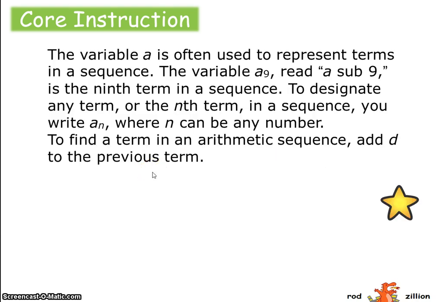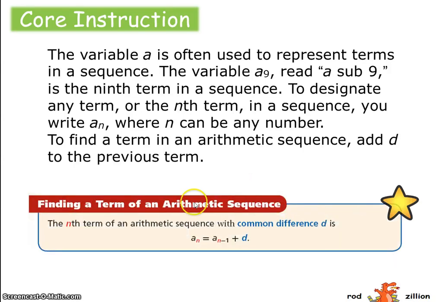So the variable a is often used to represent terms in a sequence. The variable a sub 9 is the 9th term in a sequence. To designate any term or the nth term in a sequence, you write a sub n, where n can be any number. To find a term in an arithmetic sequence, add d to the previous term. Alright, let's make some sense out of that. This is the formula for finding a term of an arithmetic sequence: a sub n equals a sub n minus 1 plus d, where d is the common difference, that number which we're adding to the previous term.